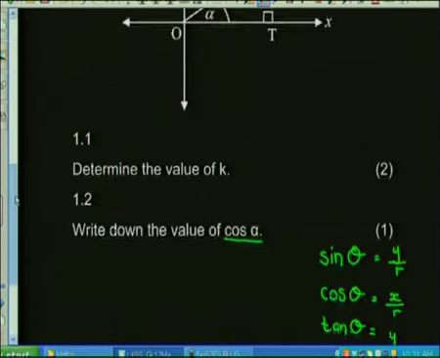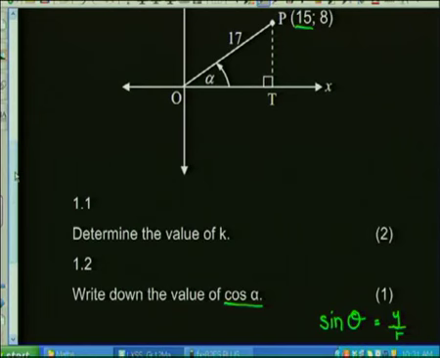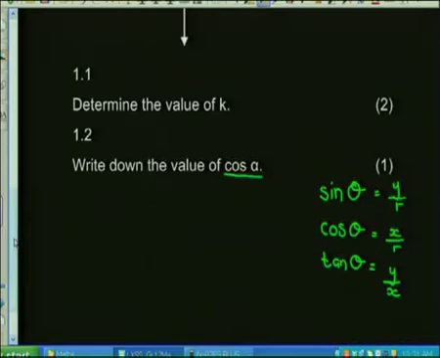Looking at our diagram, our alpha is our acute angle in quadrant 1, and looking from our trig ratios, we know that cos of an angle is equal to the value of x over the radius.